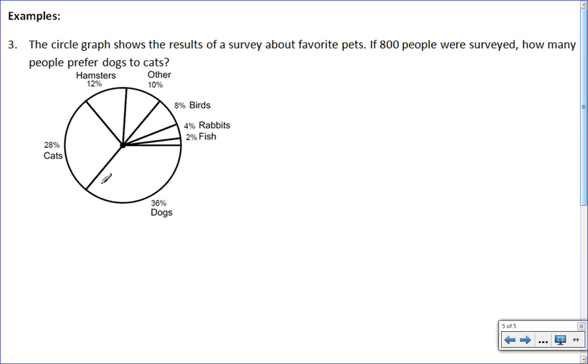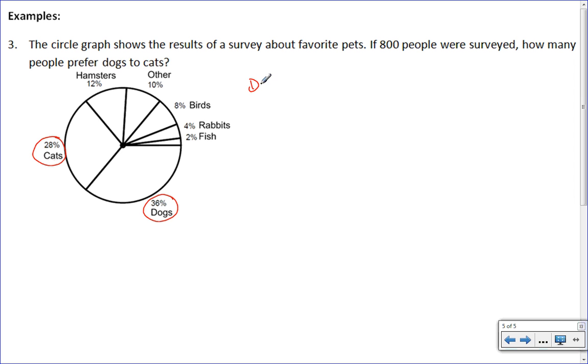So example 3 says the circle graph shows the results of a survey about favorite pets. If 800 people were surveyed, how many people prefer dogs to cats? Okay, so the section of this circle graph that we're looking for is this section that says 36% prefer dogs, and this section that says 28% prefer cats. Okay, but we don't want to know the difference in the percentages. We want to know how many people, so the difference in the actual numbers.